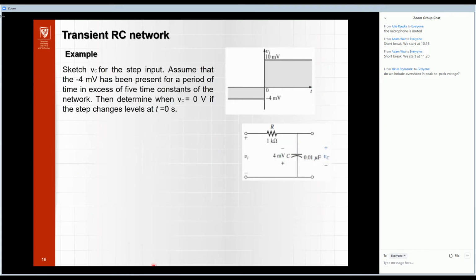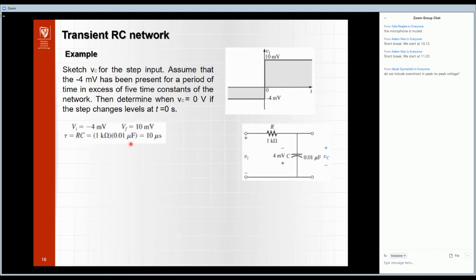Okay, and now we should sketch VC for a step input. Assume that we have firstly minus 4 millivolts, and the signal at the input is changed from minus 4 to 10 millivolts, and here we have the circuit, and determine when we obtain zero voltage across the capacitor, if the step changes level at t equal 0.